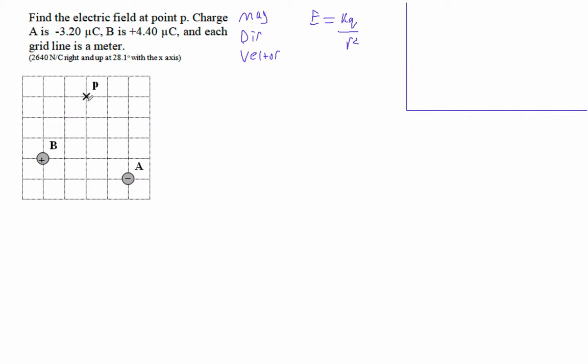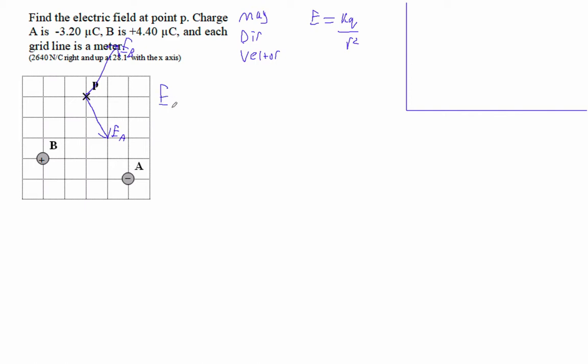So remember that electric fields are toward negative charges, away from positive charges, okay? So the electric field of B is going to be away from B, and the electric field of A is going to be toward A, okay? And A is going to have a positive X and a negative Y. B will have a positive X and a positive Y, okay? So let's figure out those magnitudes.